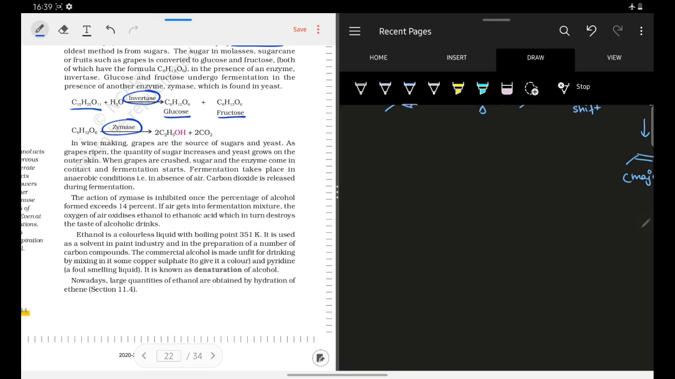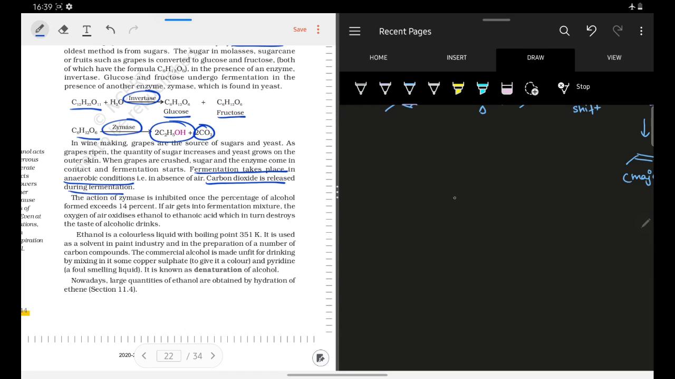Okay, zymase. What is the role of zymase? Zymase leads to the conversion of glucose or fructose into ethanol, and it also leads to the formation of CO2. One thing that you must also remember is that fermentation takes place in anaerobic conditions, that is, absence of air, right, and carbon dioxide is released during the fermentation.